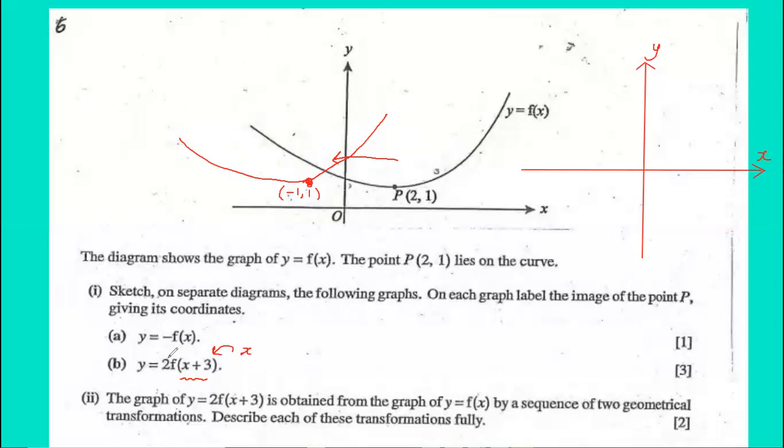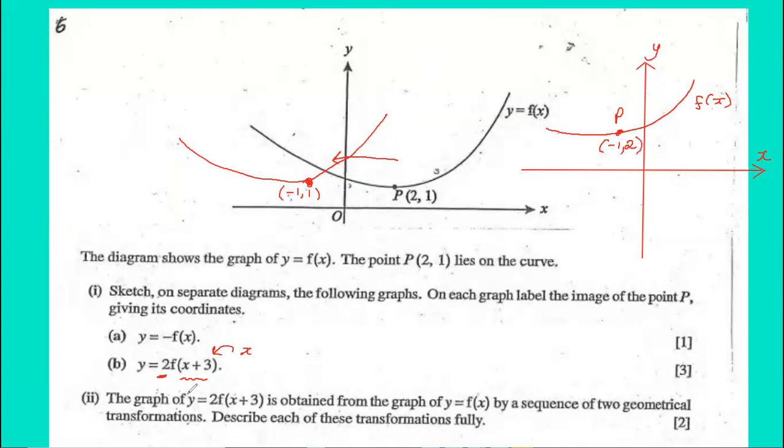Now what you've got to do is sort the 2 out on the outside, which affects your y coordinate. It's a stretch, so you have to multiply your y value by 2. That means it's going to stretch upwards. So your new coordinate is going to be at (-1, 2), which is up here. Okay, so all you've got to do is just draw that on. This is my f of x. And you should get the point so long as you've written down (-1, 2).